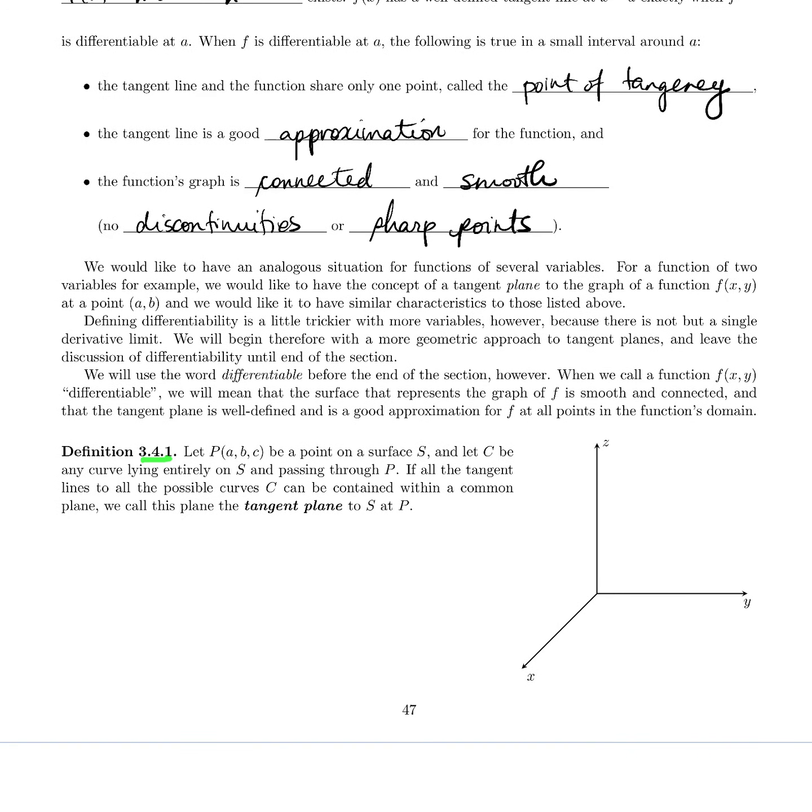Definition 3.4.1. Let P with coordinates (a, b, c) be a point on a surface S, and let C be any curve lying entirely on S and passing through P. If all the tangent lines to all the possible curves C can be contained within a common plane, we call this plane the tangent plane to S at P.